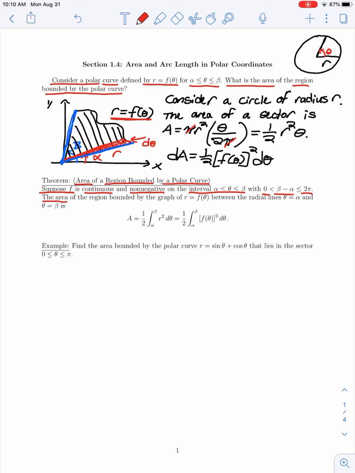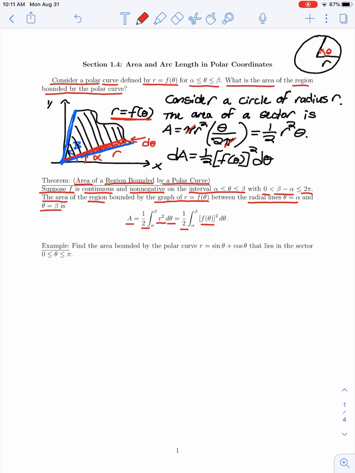In that case, the area of the region bounded by the graph of r equals f of theta between the lines determined by theta equals alpha and theta equals beta is given by the following formula. To get the area, we would integrate the expression that we just found, which was 1/2 r squared d theta from alpha to beta, or since r is given by a function f of theta, we have 1/2 the integral of f of theta squared with respect to theta over the interval from alpha to beta.